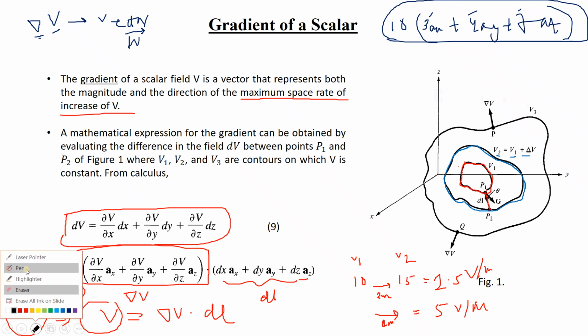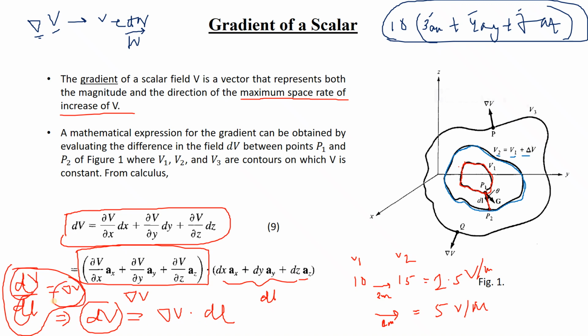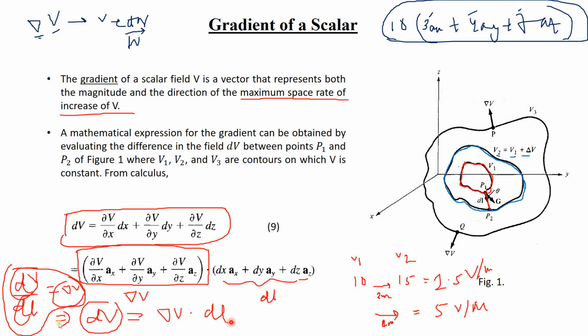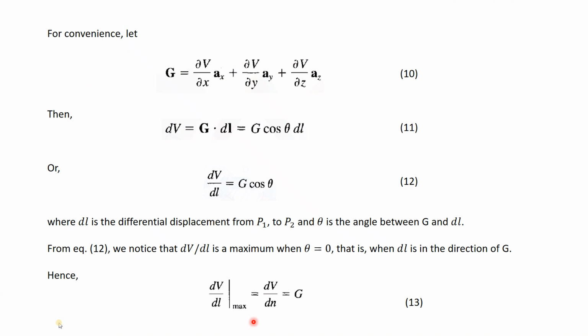That means dv is equal to del v dot dl, but we cannot write like this directly because this is scalar, this is vector and this is vector. We cannot write it like this. Just for understanding I am telling you, because this means that the difference in potential is obtained by gradient dot dl, which ultimately means that del v gradient is nothing but dv by dl. That we will prove. Okay, that proof is shown over here.